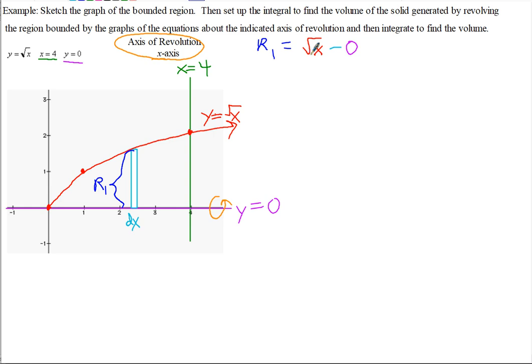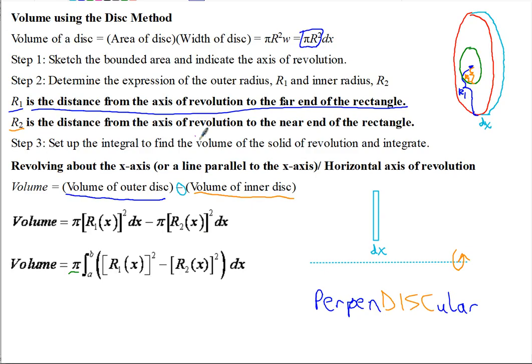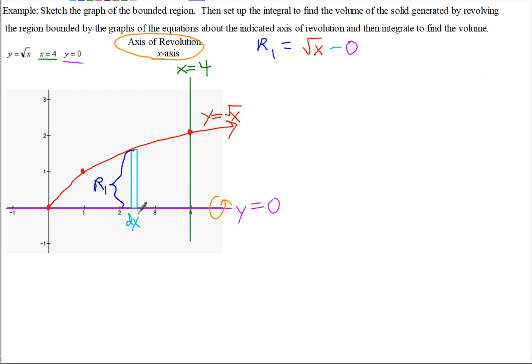So R2, notice when we revolve around this, there's not going to be any hole. It's going to be a completely solid shape. R2 would normally go from the axis of revolution to the near end of the rectangle. But in this case, you can see there is no gap from the axis to the near end of the rectangle. It's just 0. So you can either say R2 equals 0, or you can say it's not needed. We'll see other problems where there is a hole we have to subtract, but here we don't.